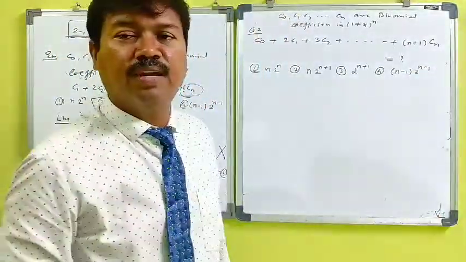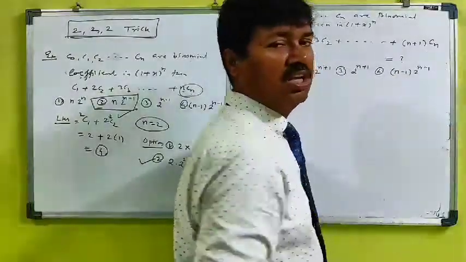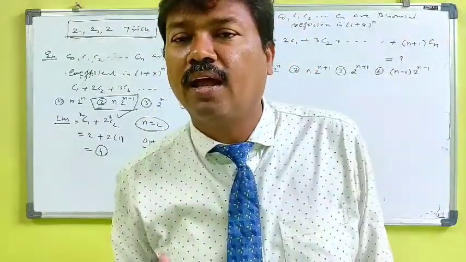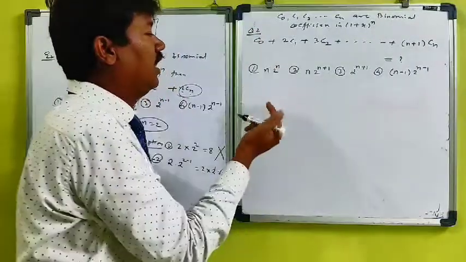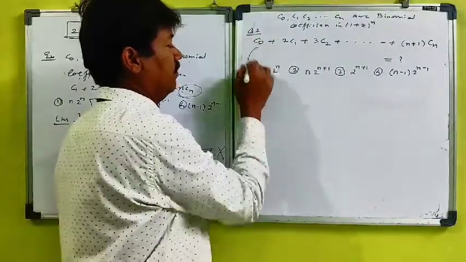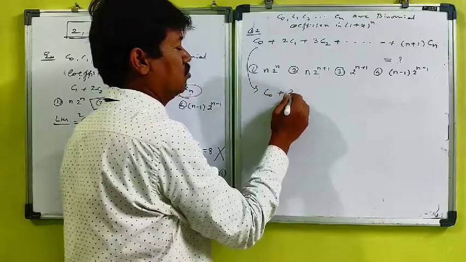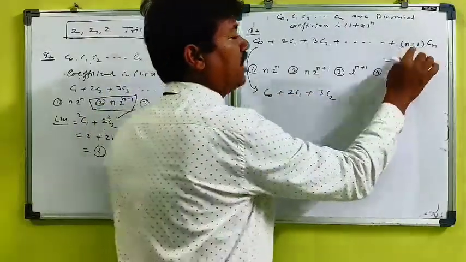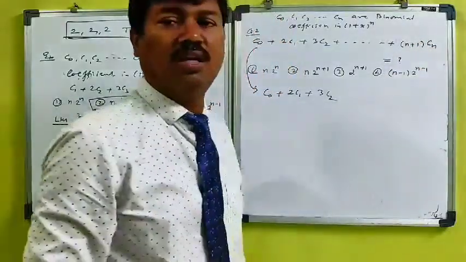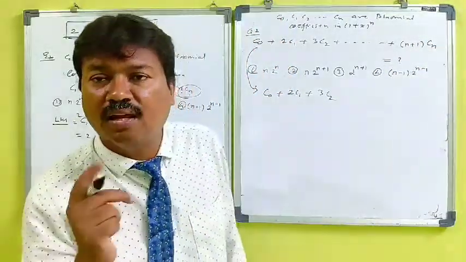So if n equal to 2, this will be 3C2. You have to stop at 3C2. So we start from this, that is, we start from here. What is this? It is C0 plus 2C1 plus 3C2. Because if n is equal to 2, the last term will be 3C2. So we have to stop at 3C2.